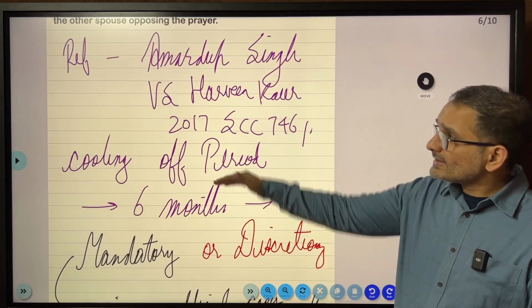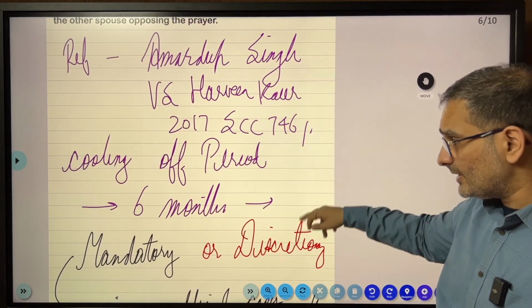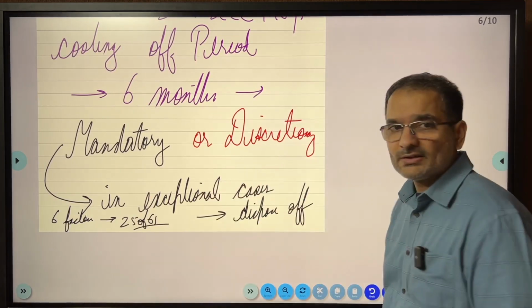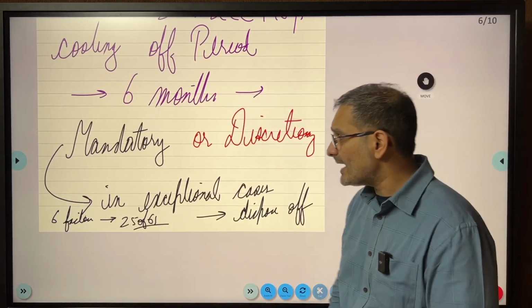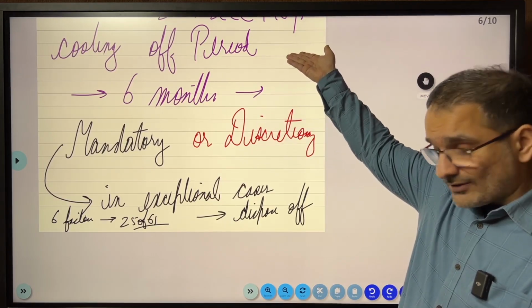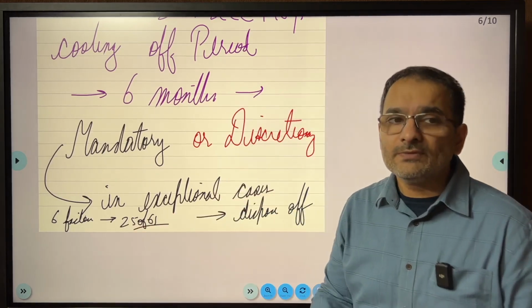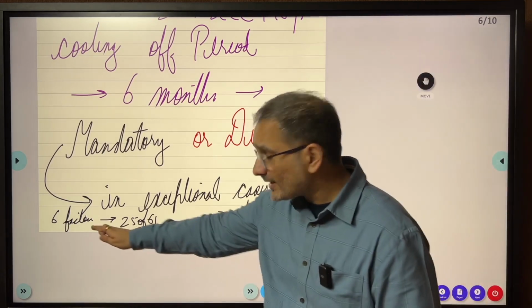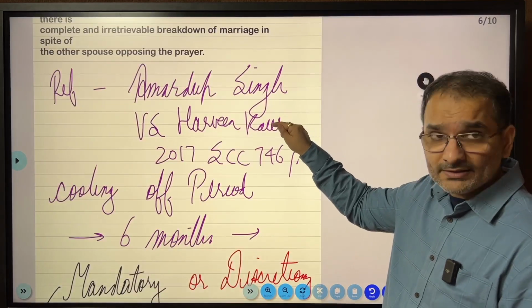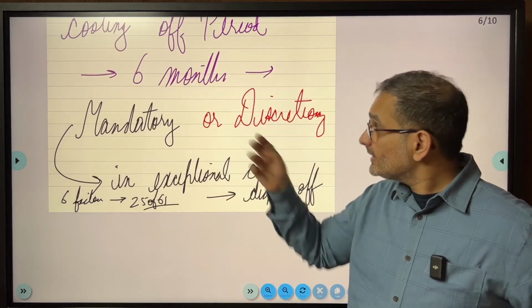So, in this case, it was decided that there is a cooling off period of 6 months, the Section 13B one, the cooling off period of 6 months. They said, decide whether it's mandatory or discretionary. The court said, in this judgment, that in exceptional cases, yes, we can do away with it. There are six factors that the court will consider to waive off this cooling off period.